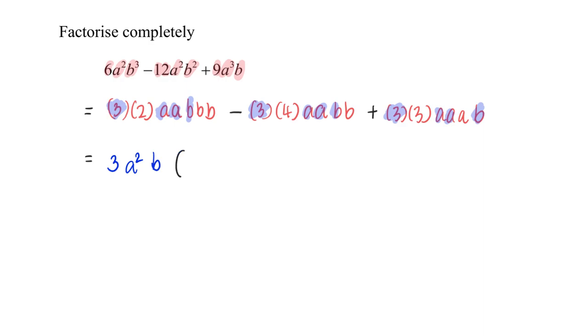And I'm left with 2b. b times b is b square, okay? So it's 2b square minus 4b plus 3a. And since there is no more common factor, we cannot simplify this algebraic expression any further. This is the final answer.